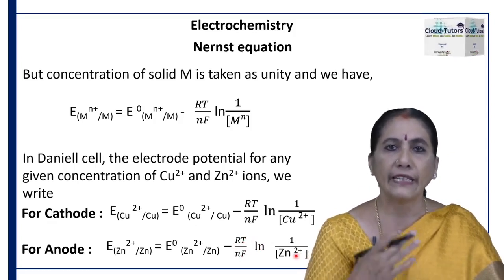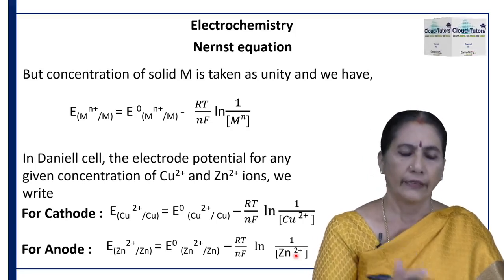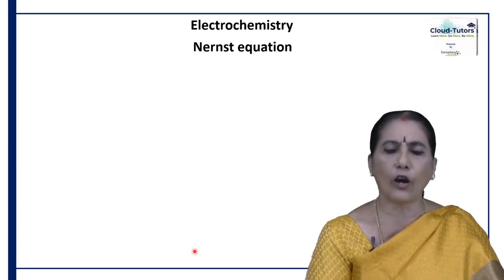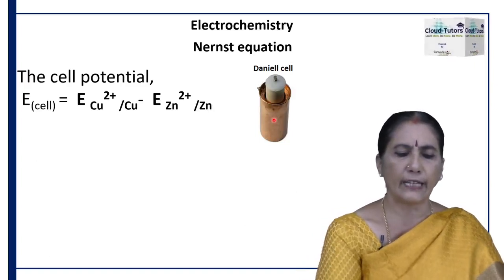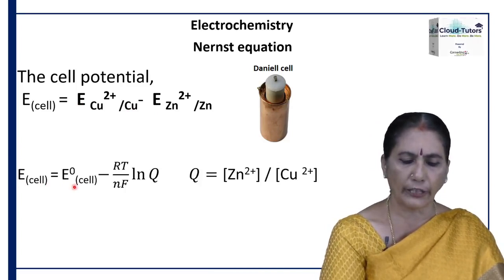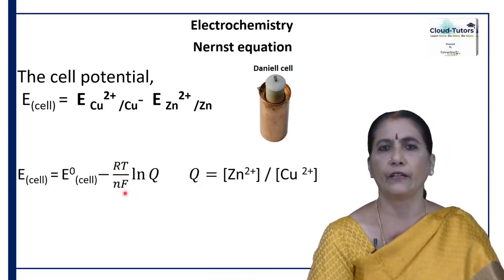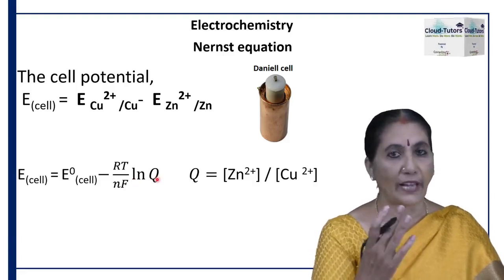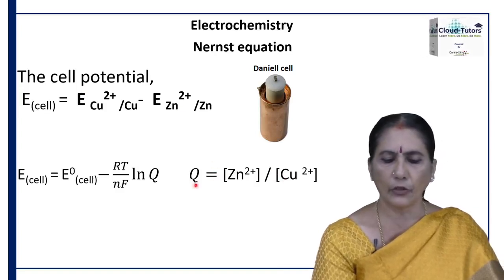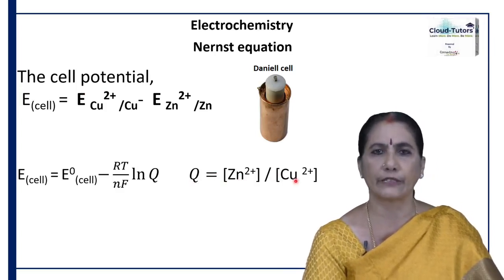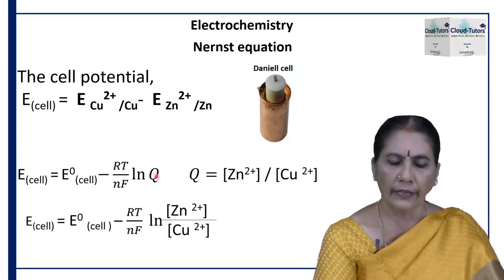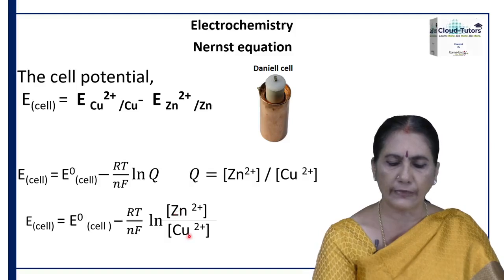Now, what are we supposed to do next? E cell we are supposed to calculate, which is the formula E cathode minus E anode. So, you are supposed to sum up these two equations right now. On summing up, you will see for this kind of a Daniell cell, the cell potential is always represented as E of cathode minus E of anode. Now, E of a cell is equal to E naught of a cell minus RT by nF ln of Q. Now, what is Q? It is very simple. It is the reaction quotient. Here in this zinc copper couple, Q is equal to Zn2+ concentration divided by Cu2+ concentration. Now, E cell is equal to E naught cell minus RT by nF into ln, in the place of Q, let me substitute the concentration of Zn2+ divided by Cu2+.